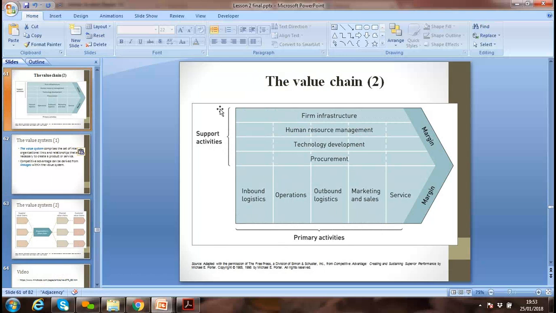Then we have support activities. The primary activities can't run without support activities. If we don't have a strong firm infrastructure and human resource department, they can't recruit the right people for the right job or develop the right skills, and then of course the primary activities can't work. So we need to work together with the primary and support activities to create competitive advantage. So we need to understand the value chain system.